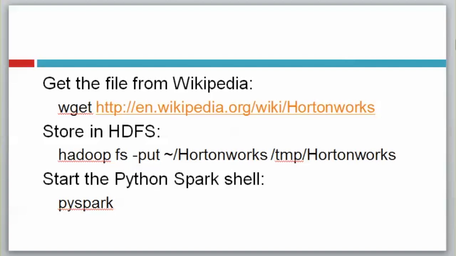Briefly, you'll see us use this wget command to go get the Hortonworks Wikipedia page. Next, we will use this Hadoop command to put that file out into the Hadoop file system. And finally, we'll start the Python Spark shell.